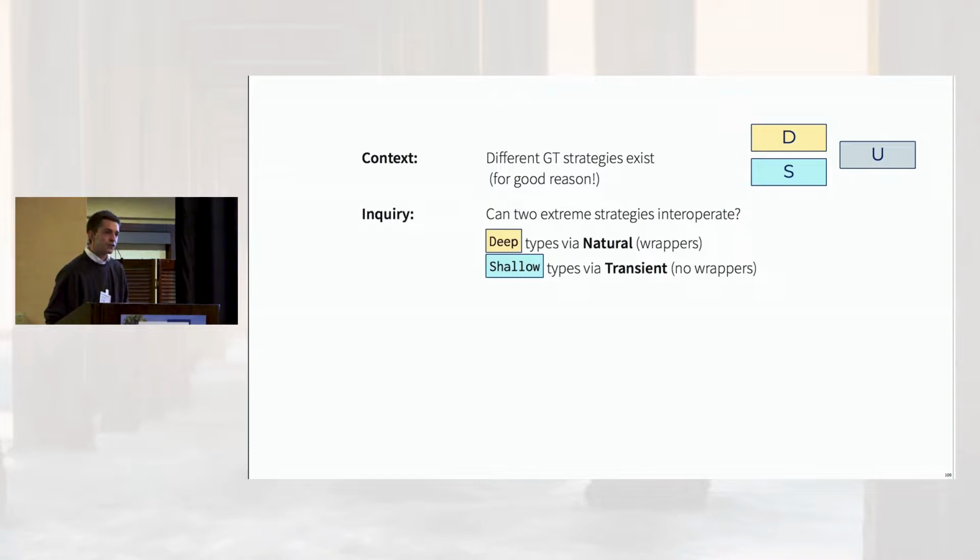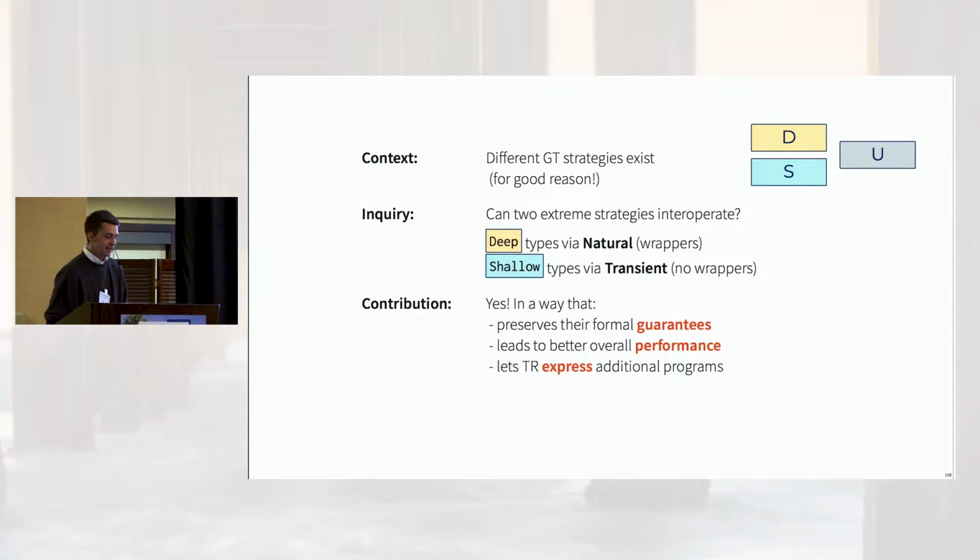What we've looked at is, can 2 extremely different strategies interoperate? We took the extremely strong deep types via natural and the very weak shallow types via transient. And we've shown, yes, they can interoperate, and it's the way that preserves their guarantees, improves the performance trade-off, and also, in the case of typed racket, we can now express additional programs by adding this option with shallow types.